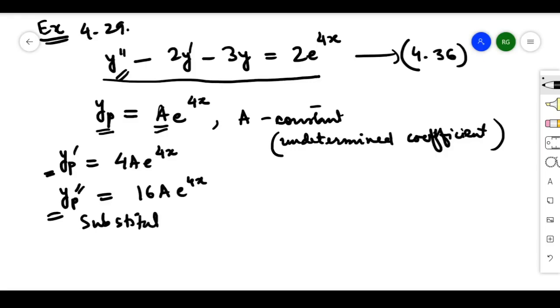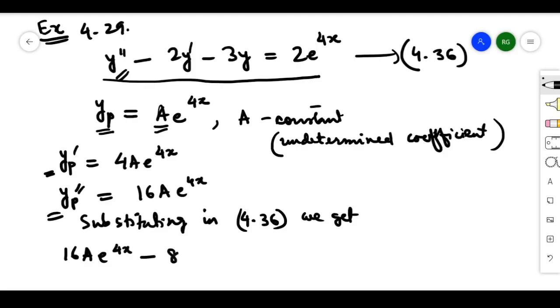Substituting in 4.36, we get 16a e^(4x) - 8a e^(4x) - 3a e^(4x) = 2e^(4x).